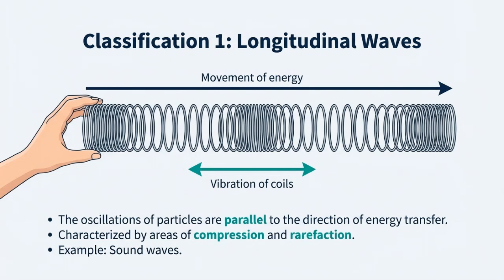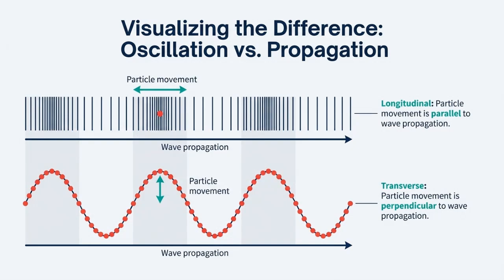A common example of this type of wave is a sound wave, where air particles oscillate parallel to the wave's movement to carry sound from one place to another. This back and forth pattern of particle motion is what distinguishes longitudinal waves from other types, like transverse waves.